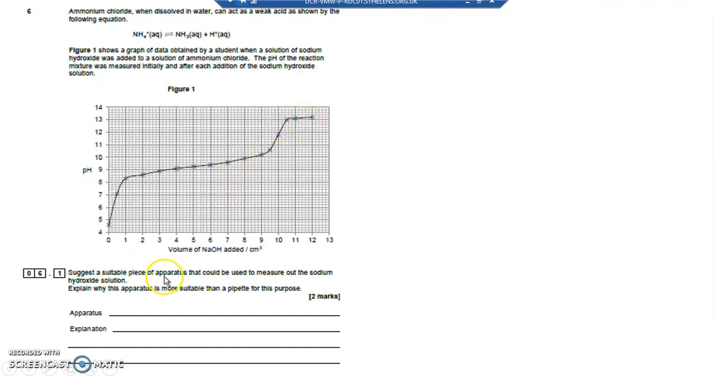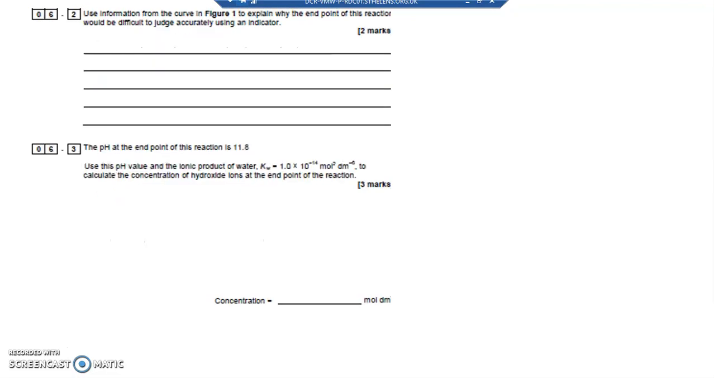Explain what piece of apparatus could be used to measure different volumes. Well, it's going to be a burette. More suitable than a pipette? Well, it can deliver different volumes, so I can add 1 and then 2 and then 3 and then 4. So a burette, because it can deliver different volumes as I go along. I can keep adding 1 centimetre cubed at a time, and keep measuring the new pH.